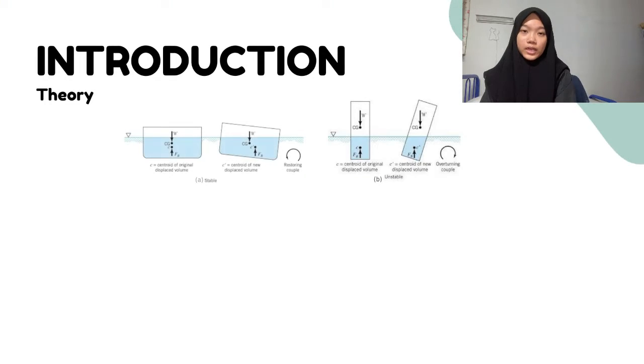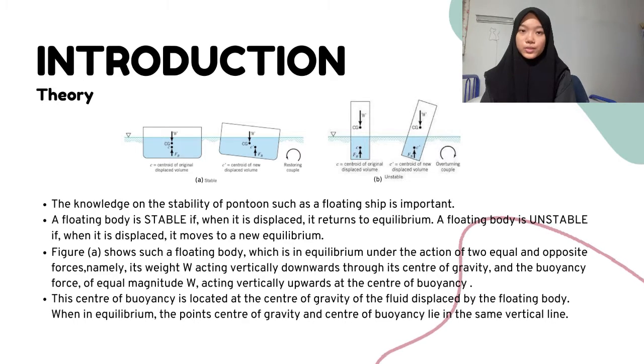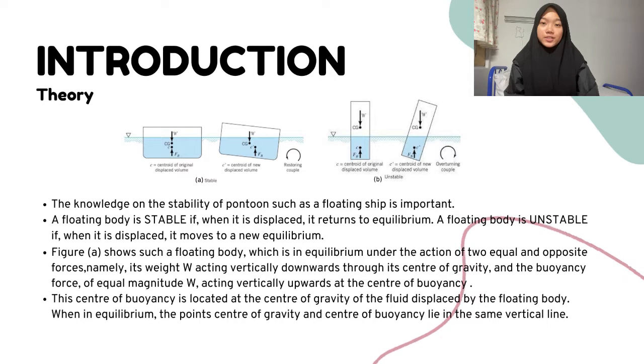Hi, I'm Aida. I'm going to explain the theory and also the related applications used in this experiment. Firstly, the knowledge on the stability of pontoons such as a floating ship is very important. Why? This is because this knowledge is widely used in our daily life, especially for the people who design ships and ferries. So how can we know if the floating body is stable? A floating body is considered stable when, if it is displaced, it returns to equilibrium. If it is unstable, when it is displaced, it will move to a new equilibrium.